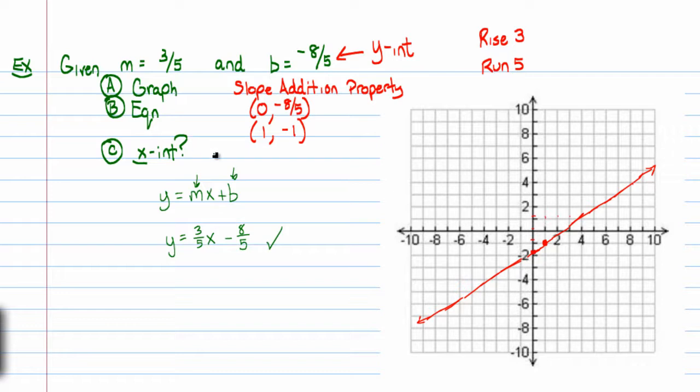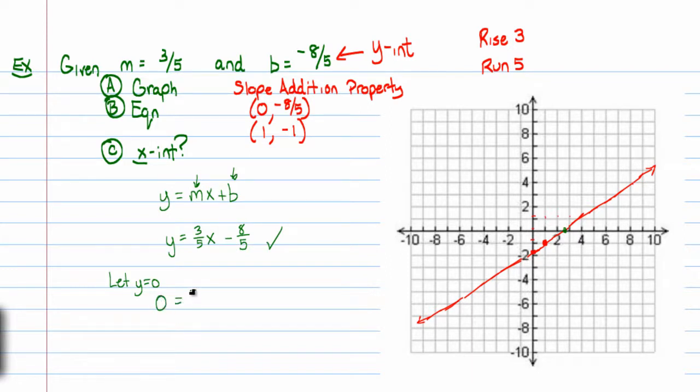And finally, I ask you for something odd with this problem. I ask you for the x-intercept. It'd be very easy if I asked you for the y-intercept. That's just -8/5. But the x-intercept occurs, well, when y is 0. If you look at the x-intercept, it's where you hit the x-axis, and that point has something very special with it, the fact that y is 0. So to find the x-intercept, we're going to let y equal 0.